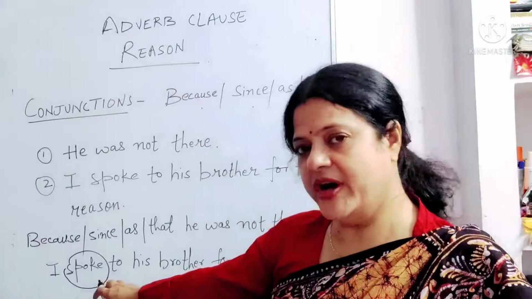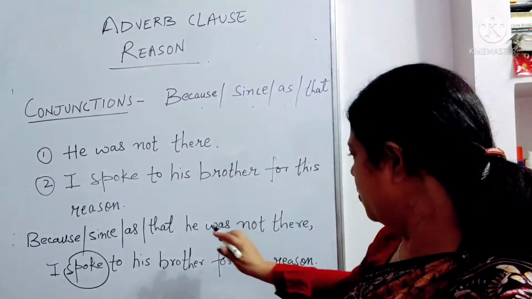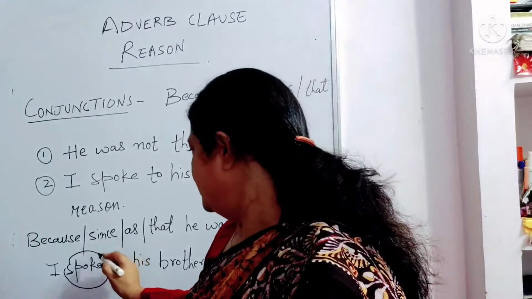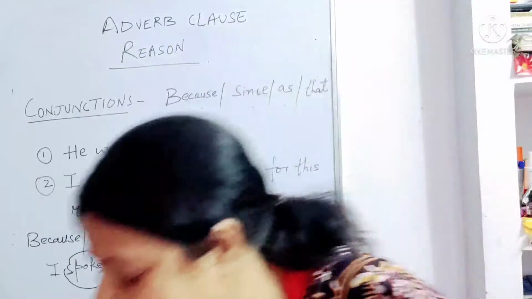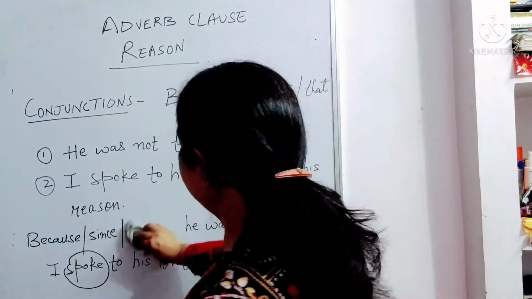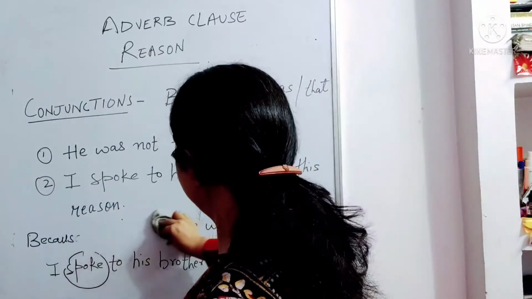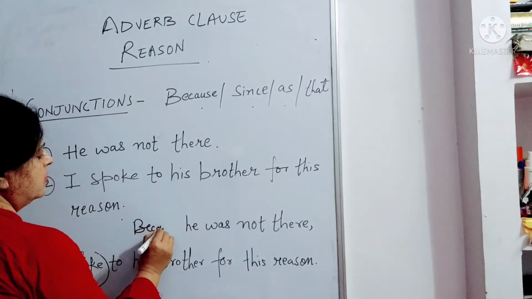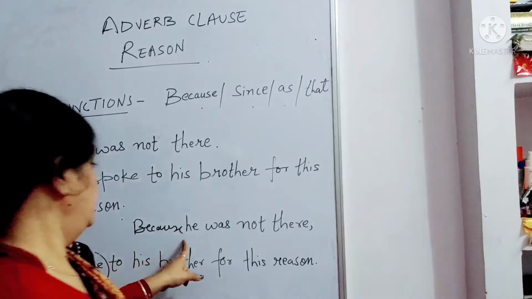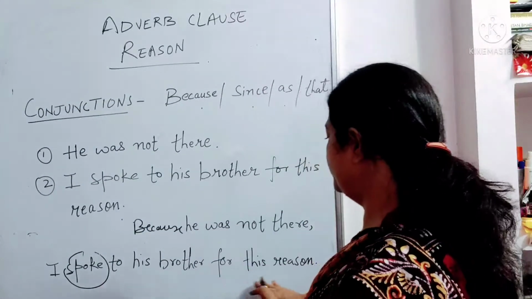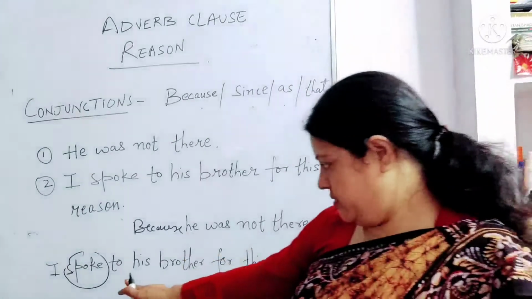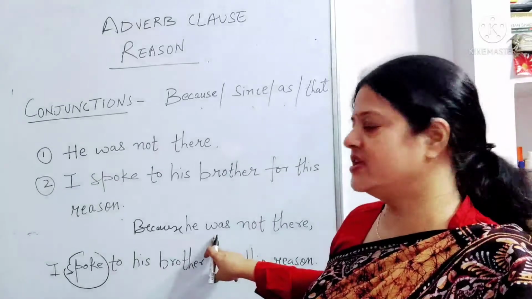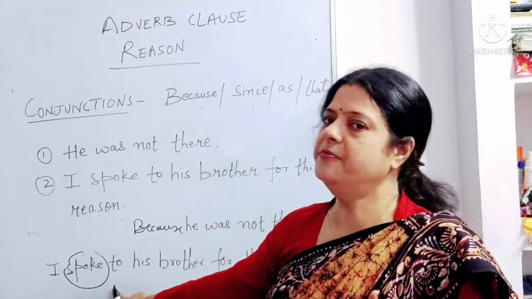And this whole part, if we take one conjunction, suppose I take only because, and remove the other four conjunctions, I am writing only because. So: because he was not there, I spoke to his brother for this reason. So we see that this subordinating adverb clause is modifying the verb in the principal clause.